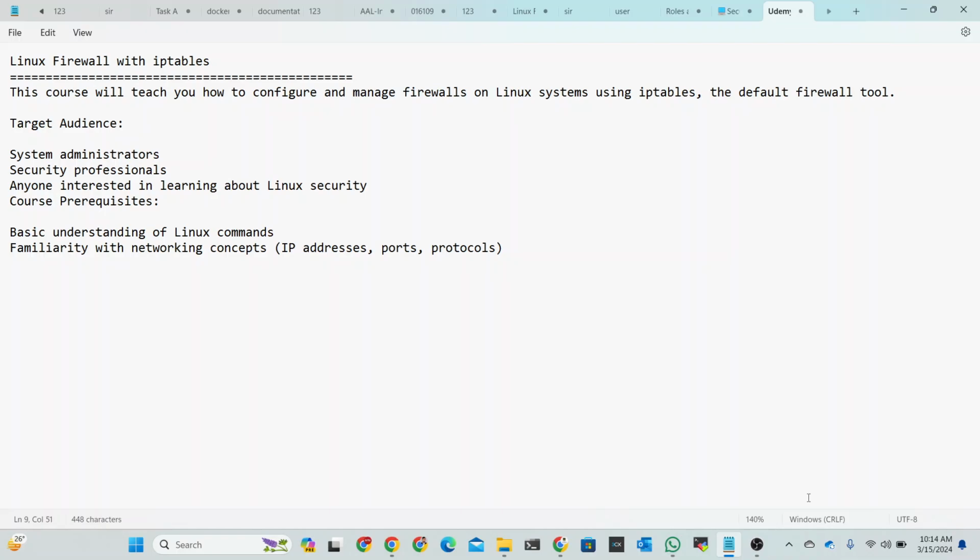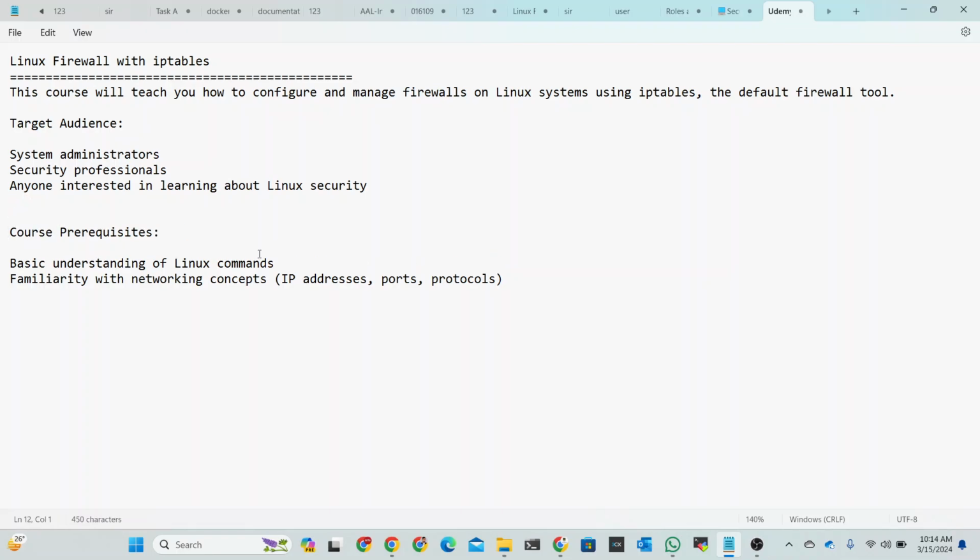So I'll discuss the basic understanding of Linux commands. This is the course prerequisite. That means a basic understanding of Linux commands must be known, because when you are working with the firewall, you must have a better understanding of the basic Linux commands. Also the basic concept of networking, like IP address, port, and protocol. If you are comfortable with these, then you are all set.